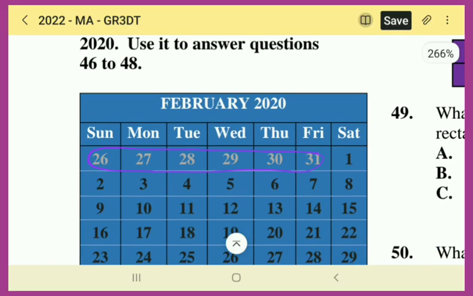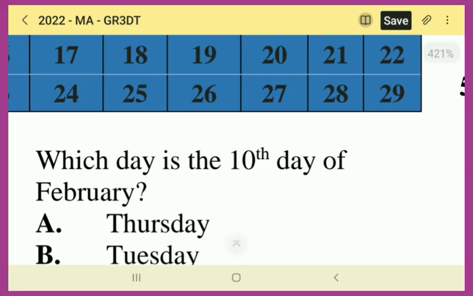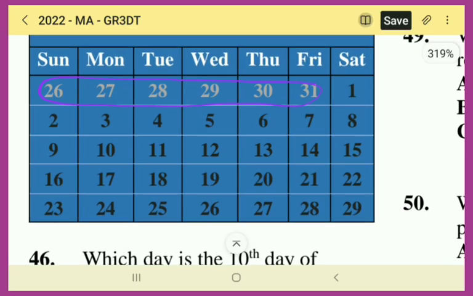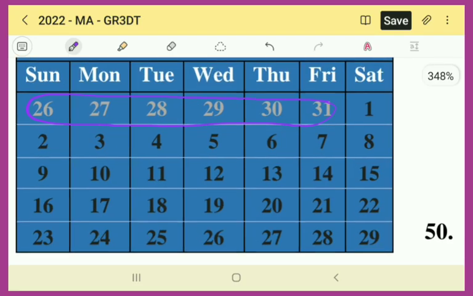I know what they're asking you, but I'm just explaining. So let's look at 46. Which day is the 10th day of February? And guys, I know these paled out ones are there to catch you. Let me tell you why. The child who is not keen, not critical, not paying attention is going to count from 26 and say first, second, third, fourth, fifth, sixth, 7, 8, 9, 10.